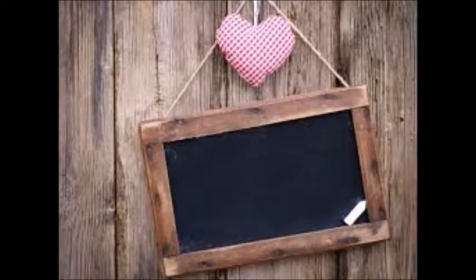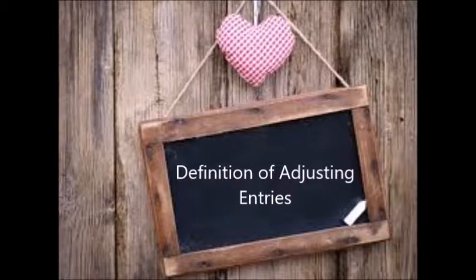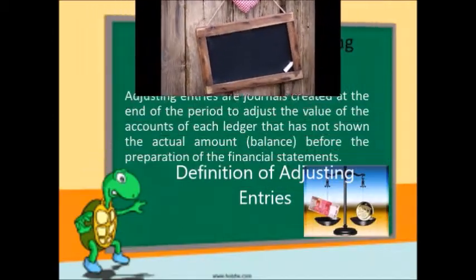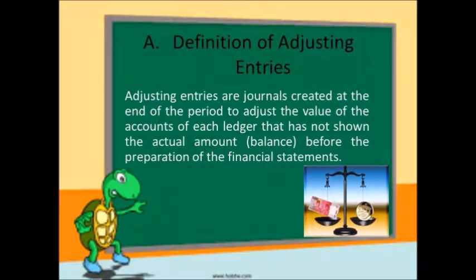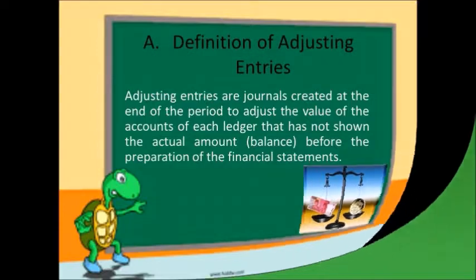First point, I will discuss about the definition of adjusting entries. Adjusting entries are journals created at the end of the period to adjust the value of the accounts of a ledger that has not shown the actual amount or balance before the preparation of the financial statements. Well, that's the definition of the adjusting entries. So, adjusting entries will be created if there are any transactions or accounts that have not yet shown actual amount. Let's move to the next.